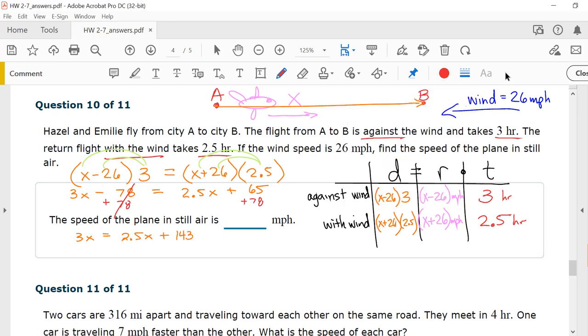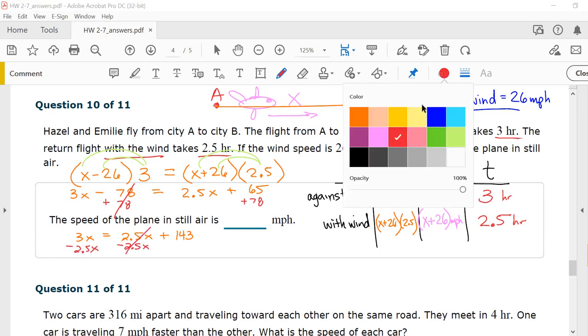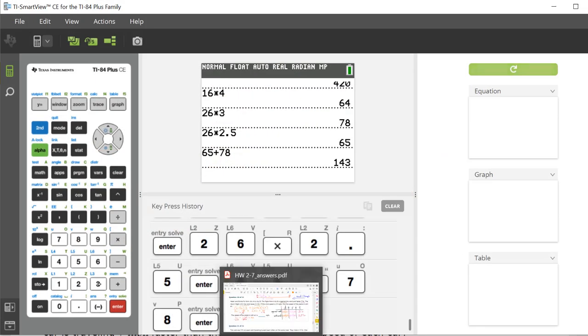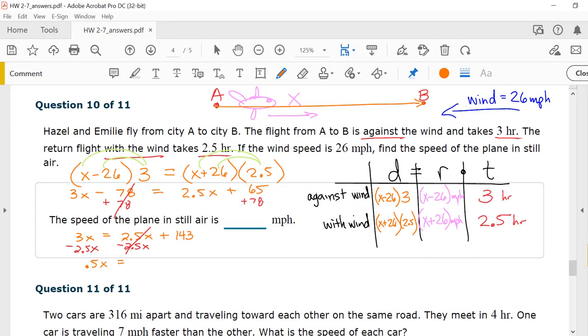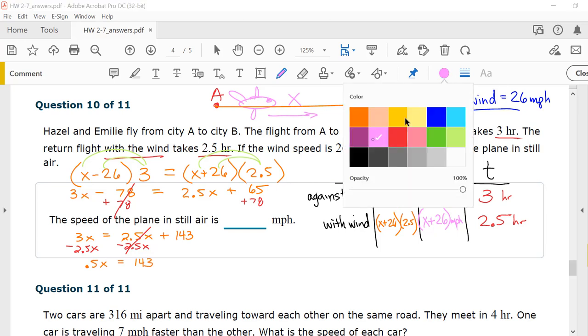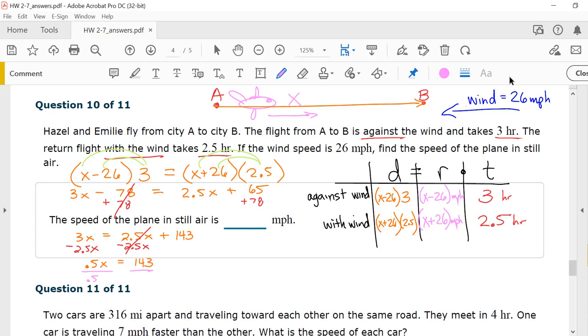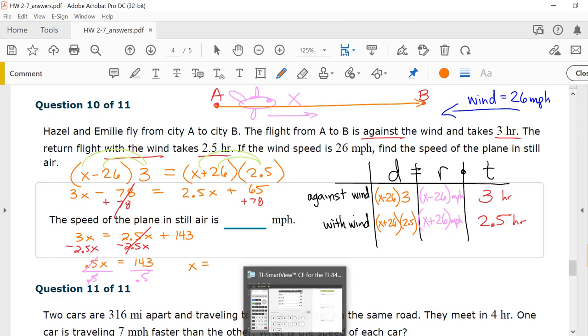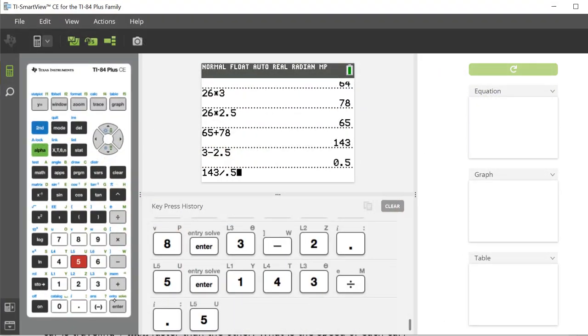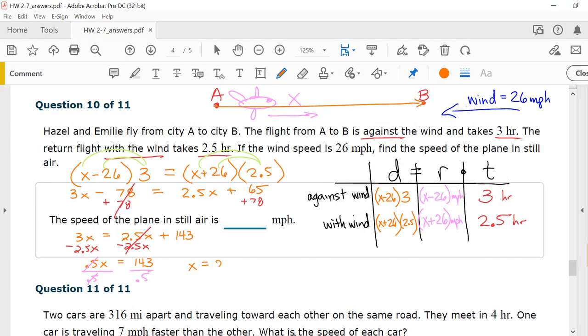I need to subtract 2.5x from both sides. 3x minus 2.5x is 0.5x, and that equals 143. Dividing both sides by 0.5, I get x equals 143 divided by 0.5, which is 286. So the speed of the plane with no wind would be 286 miles per hour.